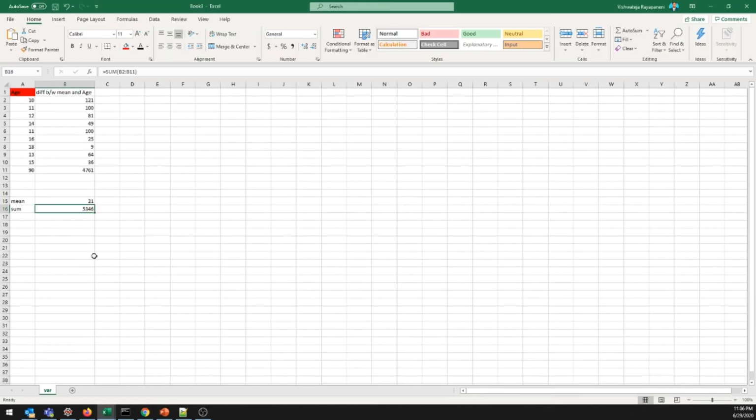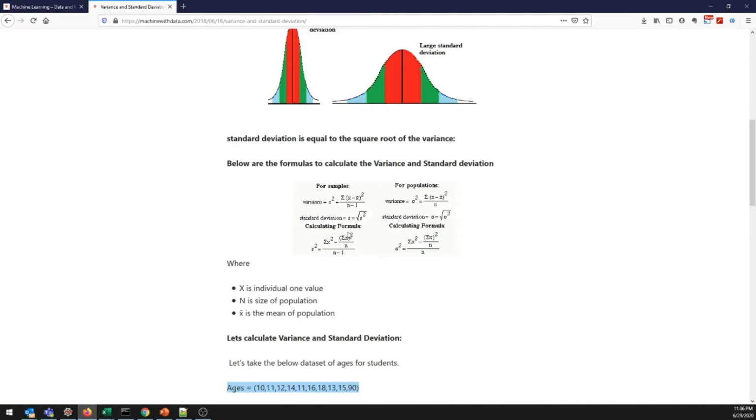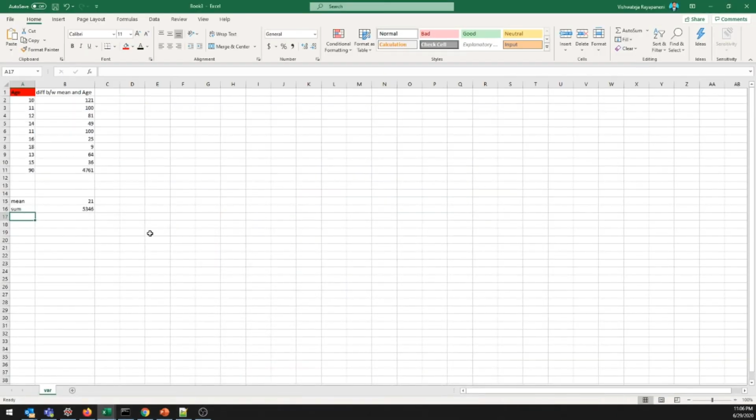Now, what is the next step here? I need to divide by the total number of observations minus 1. I have 10 observations, so the degree of freedom is 10 minus 1, which is 9. So 594 is my variance. Now, as I said, to find the standard deviation, take the square root of the variance. So this is my standard deviation.